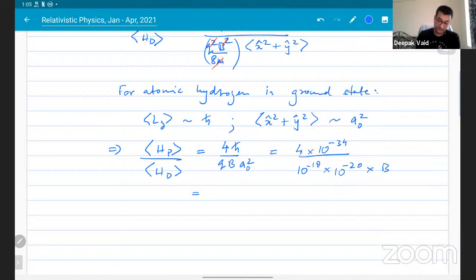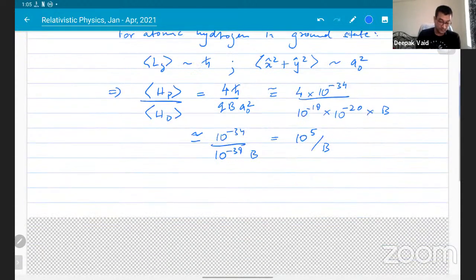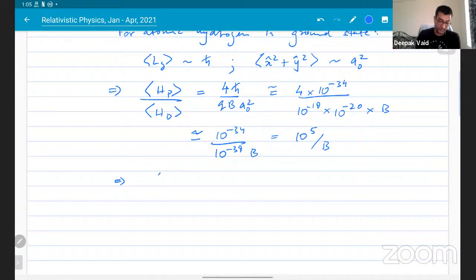Okay. So what do you get? You get some 4, we can ignore that. Again, we are interested in order of magnitudes. So we get 10 to the minus 34 by 10 to the minus 39 times B, which is something like 10 to the 5 times B. So maybe it's better to write it as H_D by H_P instead, in which case we get 10 to the minus 5 B.